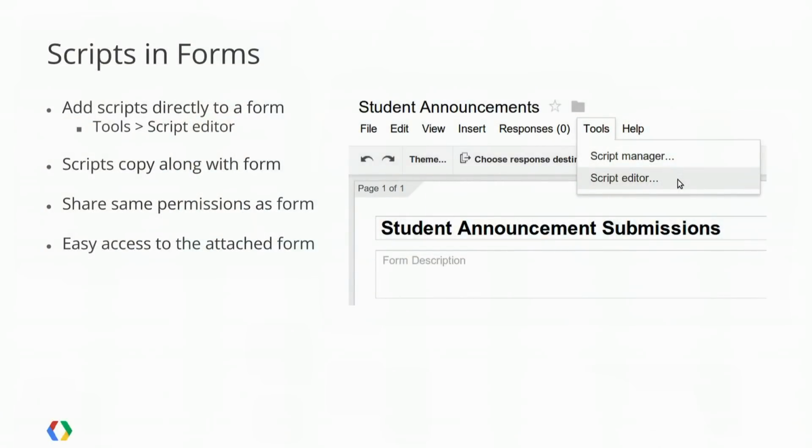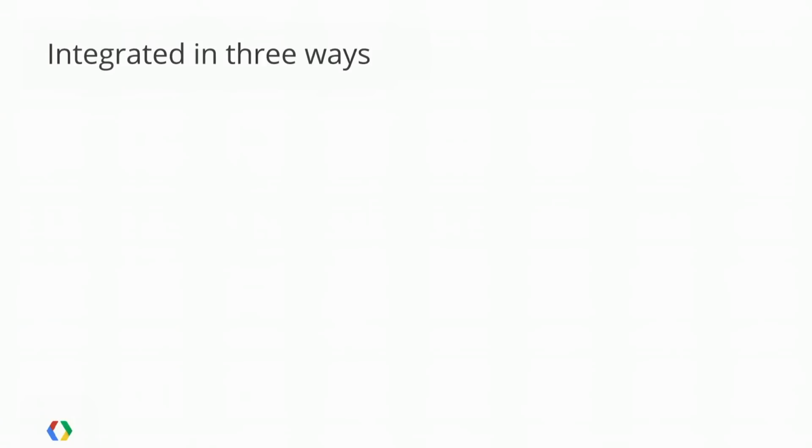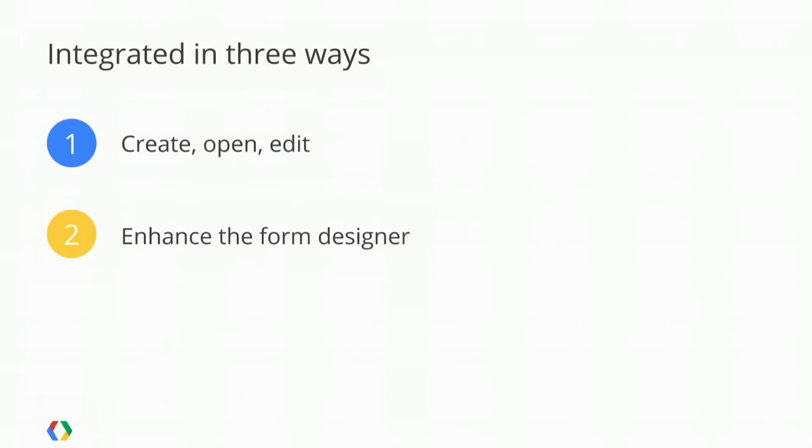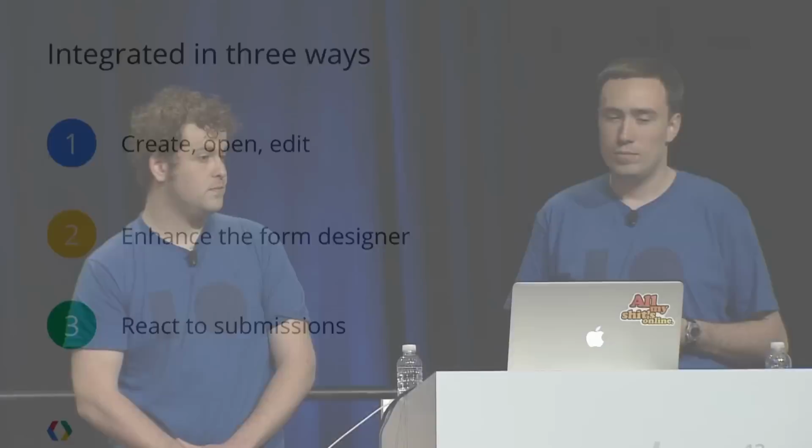Now, what can you actually do now that you have a script in your form? Well, there's basically three main ways that we're integrated with forms. The first is the ability to create, open, and edit forms programmatically using Apps Script. Second is to enhance the form designer with your own custom user interface components. And third is to react to form submissions and carry that into another action.